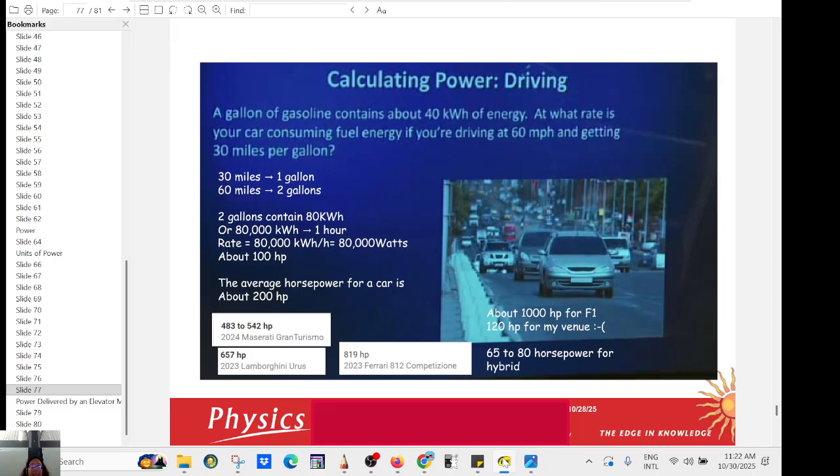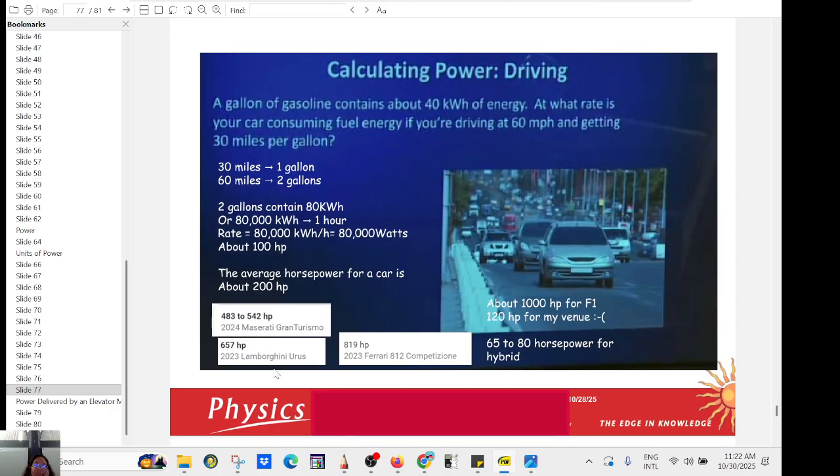Lamborghini, 657 horsepower Maserati. I think we are in the place in the world where you have the highest density of Italian cars. Expensive.